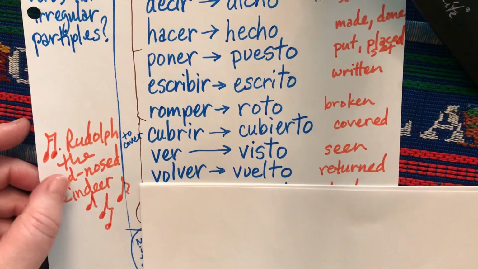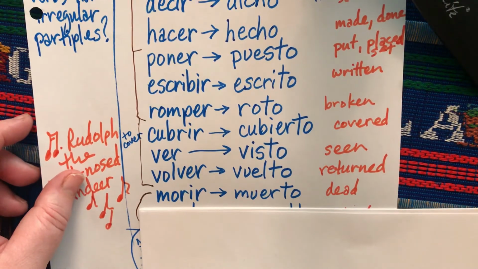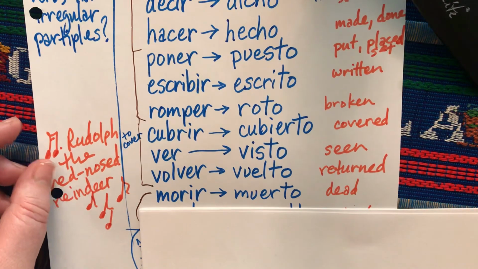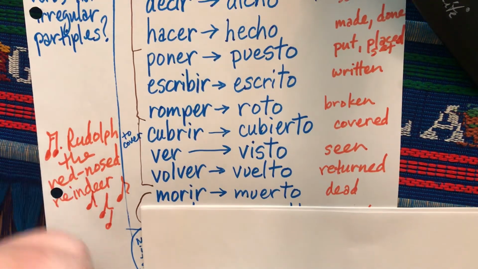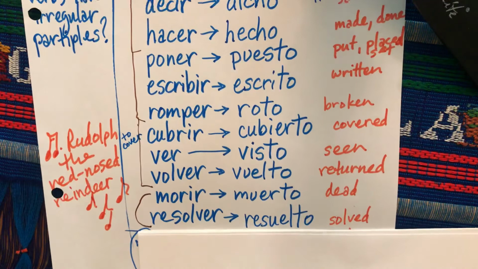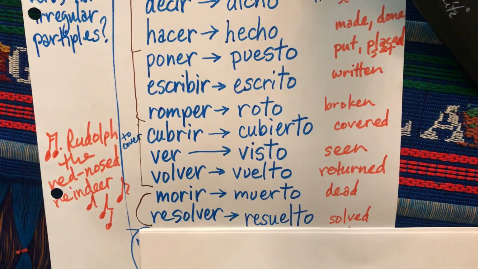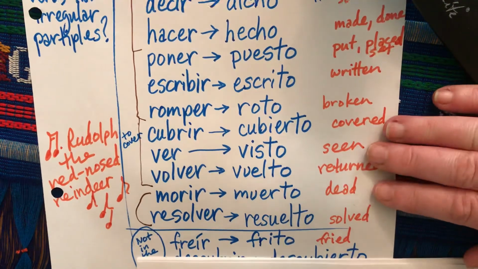Returned, vuelto, from volver. Morir, muerto, dead. We've seen that before. Muerto, muerta. Él está muerto. Ellos están muertos. These are adjectives, so they don't just end in O. They can also end in A, OS, or AS. Resolver is the next one. Resolver is solved. And then there's a couple other ones.